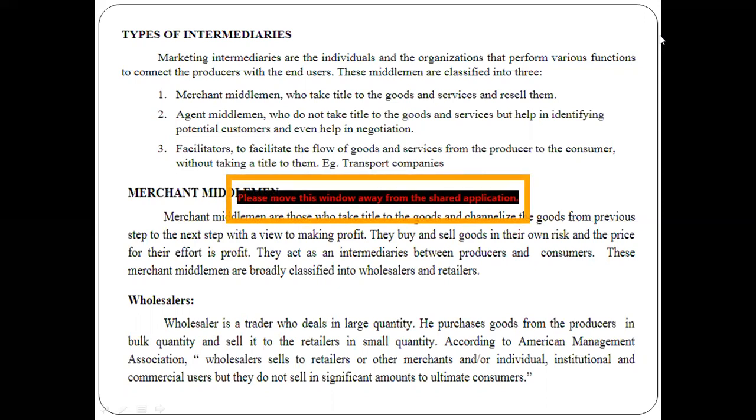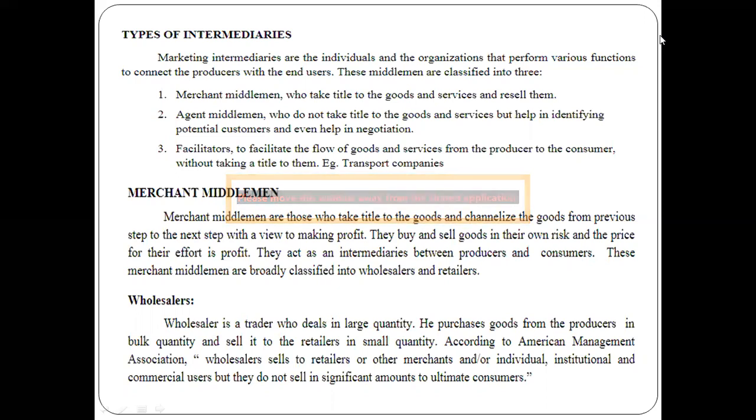The first is merchant middlemen. Merchant middlemen are broadly classified into wholesalers and retailers. So who are wholesalers? A wholesaler is a trader who deals in large quantity.